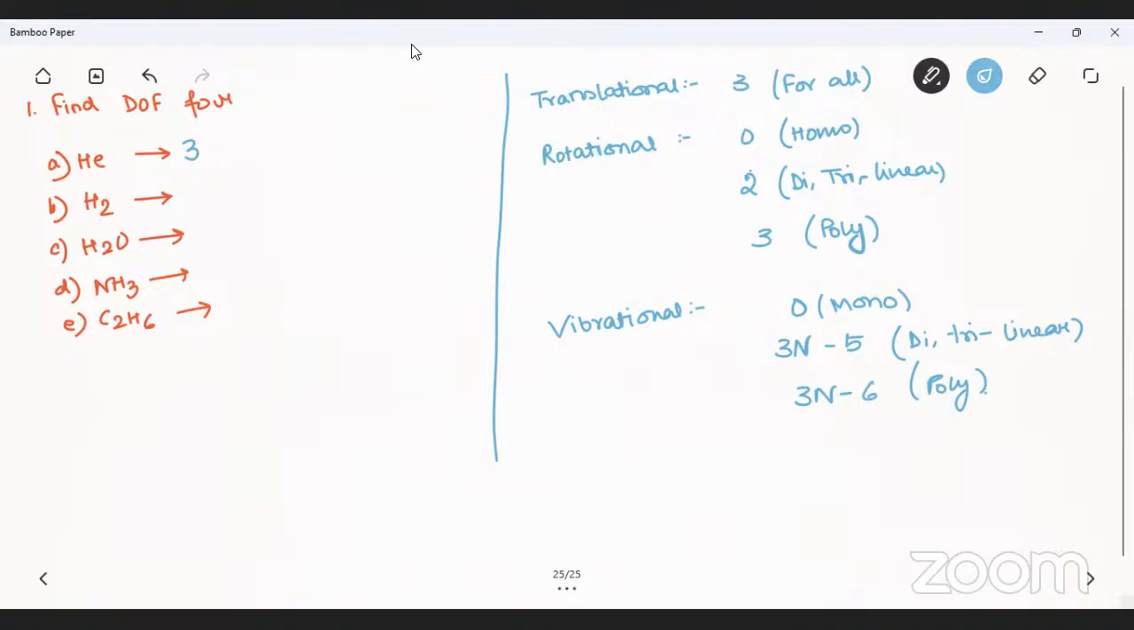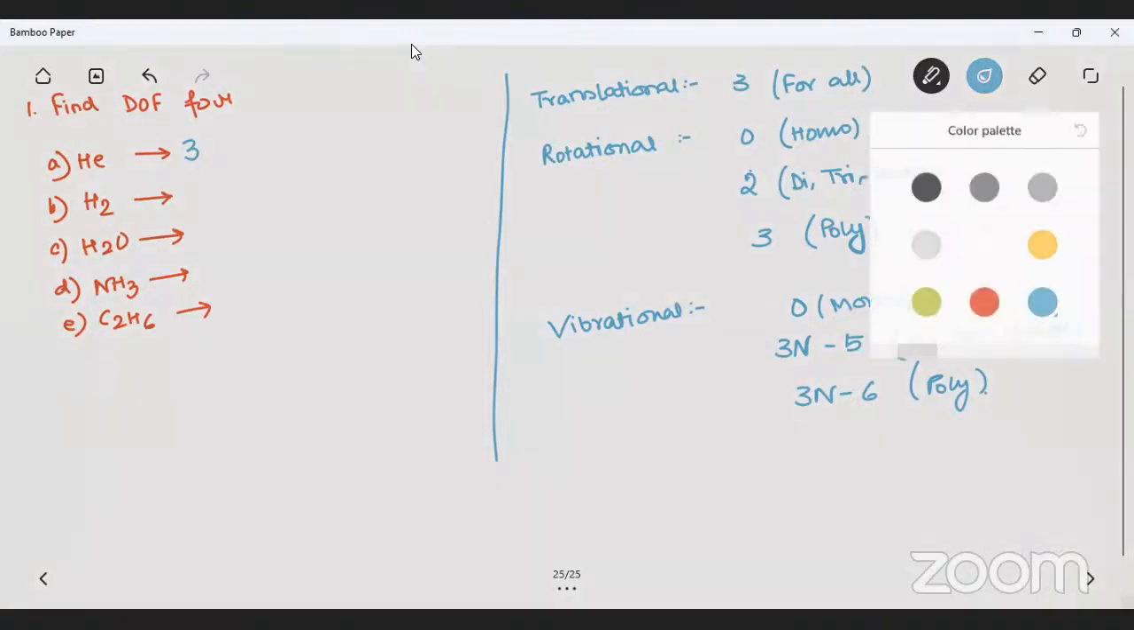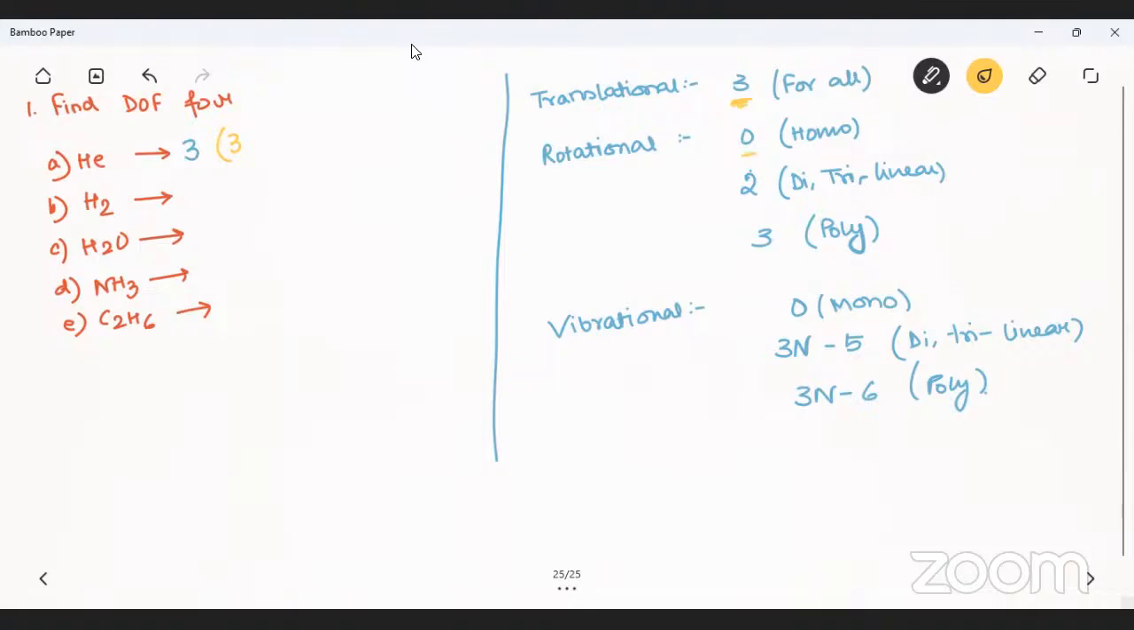From here it is coming. Okay, wait, I'm writing. So it will be 3 from here because 3 is for all, then 0 and 0 because it is a mono. It is not di, tri or anything. I have written for di, tri what you have to consider. So it is 3 plus 0 plus 0. And I guess you know how to calculate.